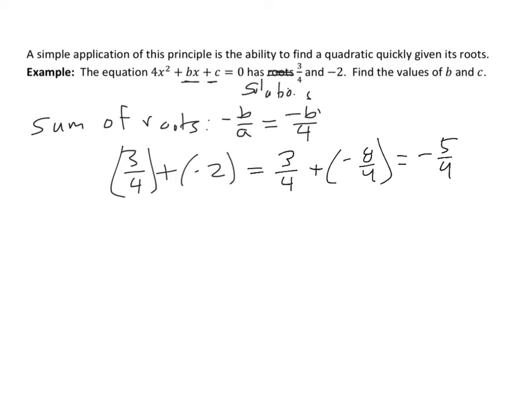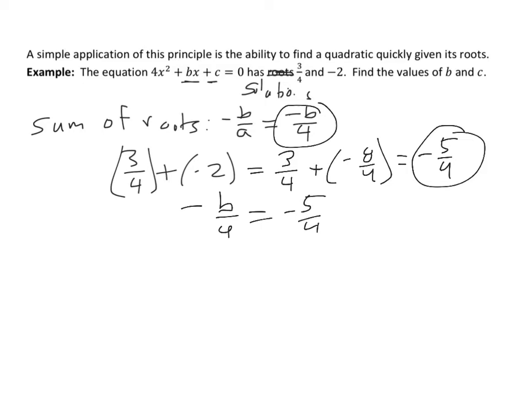So now we can say that the sum of the roots, negative b over 4, has to equal the actual sum of the roots, negative 5 over 4, and we can really clearly see that b here is 5. Yay. What about the product of the roots?